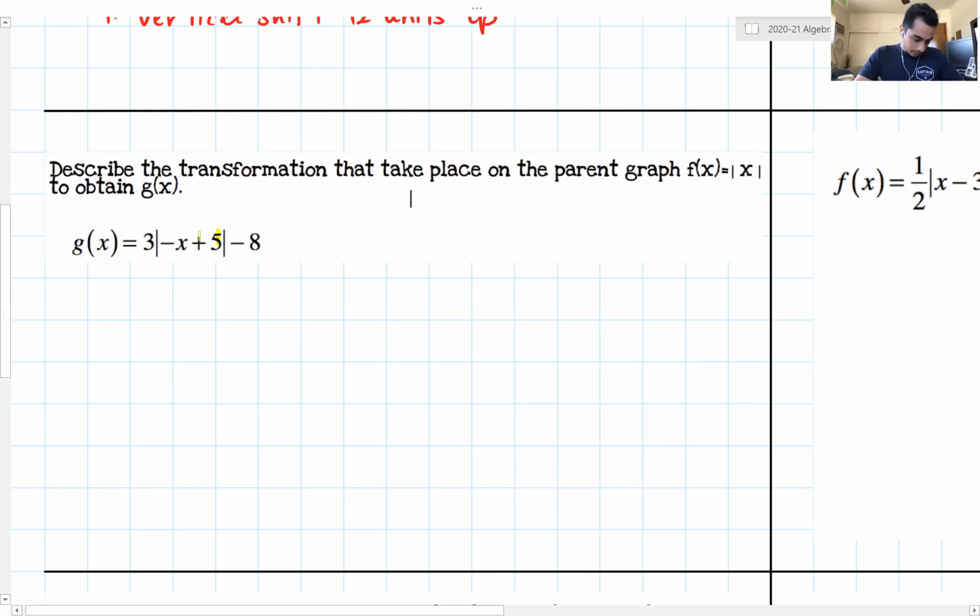I want to look at that +5, right? So the +5 tells me where that first transformation takes place. So I'm going to say, number one, we have a horizontal shift five units. Which direction? Yeah, we go left, right? 5 units to the left because it is a +5. We're going in the opposite direction of that. Okay, horizontal shift 5 units left.